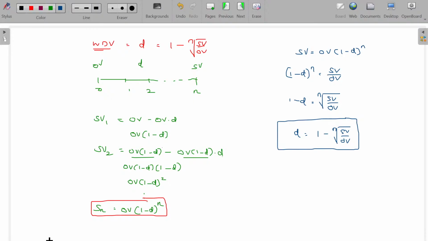So two formulae you have to learn by heart. That one is to arrive the scrap value for any number of years, any given years under WDV method. Scrap value is equal to original value into 1 minus d to the power n. Or if you want to calculate the rate of depreciation, the formula being 1 minus nth root of scrap value by original value. That's how you can apply these two formulae here. Clear? Yeah, make note of it.